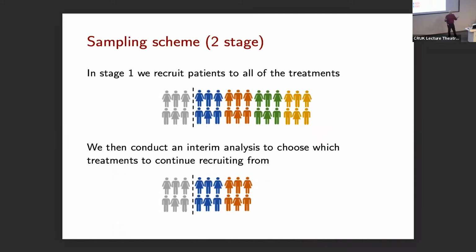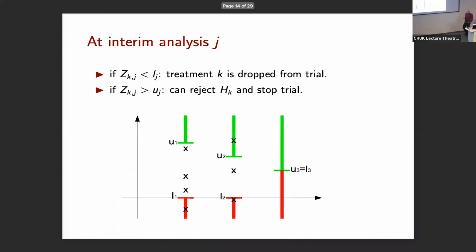So I'll start off with recruiting patients to my 4 groups and control, and then at some point during the conduct of the study, I'll make a decision about which treatments are worthwhile going forward and which ones are not, and then I only continue recruiting to the ones that are potentially useful. So that's my starting point to work through. And so if I'm working in a setting where I have pre-specified how I'm going to make decisions about what's worthwhile and what's not worthwhile, I could have a schematic like this one.